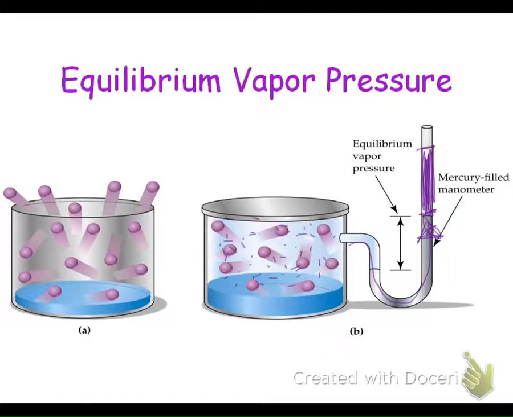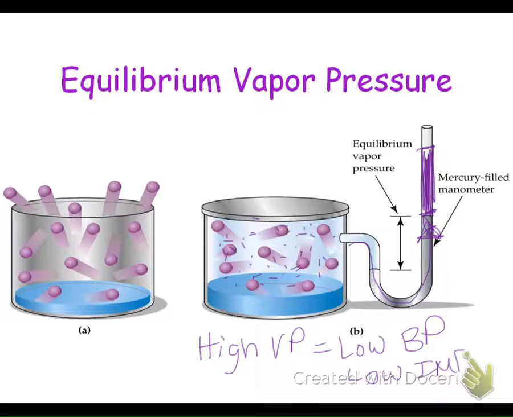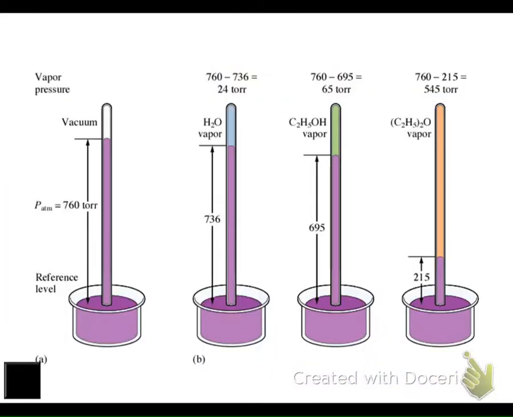But a high vapor pressure would equal, so I'm going to say high vapor pressure equals low boiling point. And that's really important because it's got low IMFs. And we need to make sure that we can keep those distinctions together. Okay, so a high vapor pressure means it's a low boiling point and low intermolecular forces.